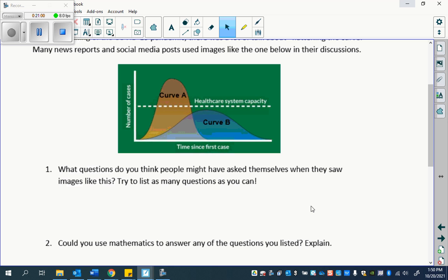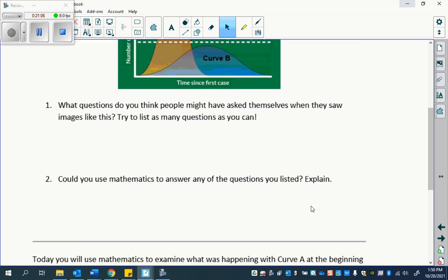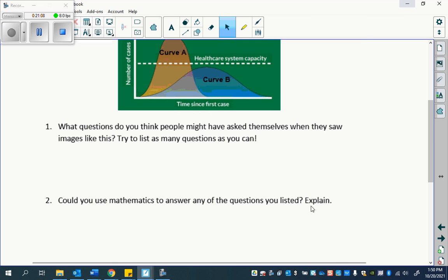So would you please do me a favor and take a look at questions 1 and 2, and I want you to brainstorm as many questions of what you think people might think, and then how math can help it out. And mark it set. Go.